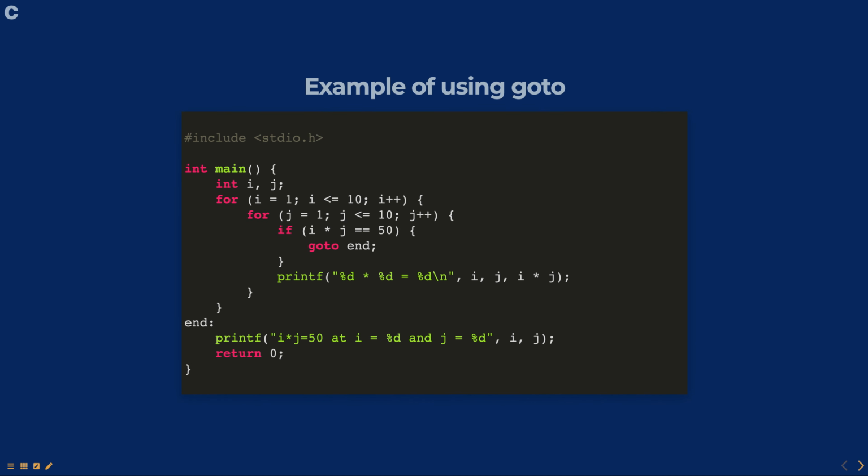Here is an example of using goto statement to break out of a nested loop. In this example, the program calculates the multiplication table of 1 to 10 and prints the result. When the multiplication of i multiplied by j is 50, the program jumps to the end of the nested loop, and the label end is reached and the message is printed.